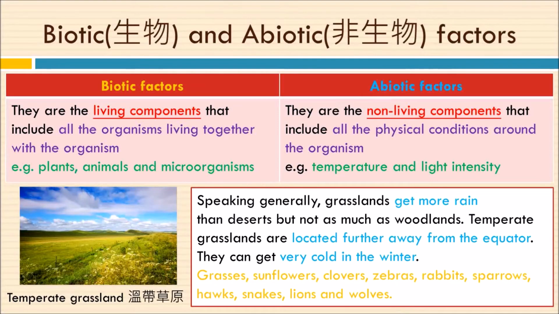Then, the biotic factors are the living component, but the abiotic factors are the non-living component in the ecosystem. Let's take the temperate grassland as the example. We use the rainfall, humidity, temperature, and light intensity as the environmental factors to describe the particular habitat. The rainfall of the temperate grassland is heavier than that in the desert, but not as much as that in the woodland. The temperature in the temperate grassland varies a lot. A friendly reminder for you: if you have basic knowledge of geography, you can study this chapter a bit better.